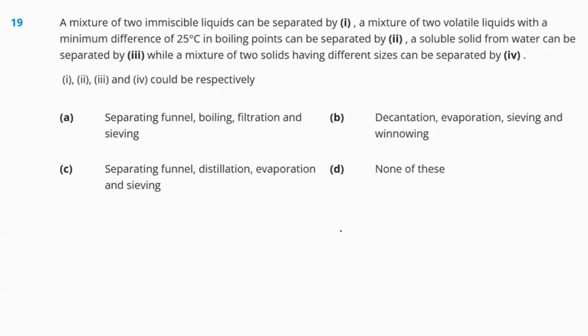Question number 19. A mixture of 2 immiscible liquids can be separated by, we have 4 options here. 1, 2, 3, and 4, right? So first one is a mixture of 2 immiscible liquids, we can separate it by separating funnel. Second, a mixture of 2 volatile liquids with a minimum difference of 20 degrees Celsius in boiling point can be separated by distillation.